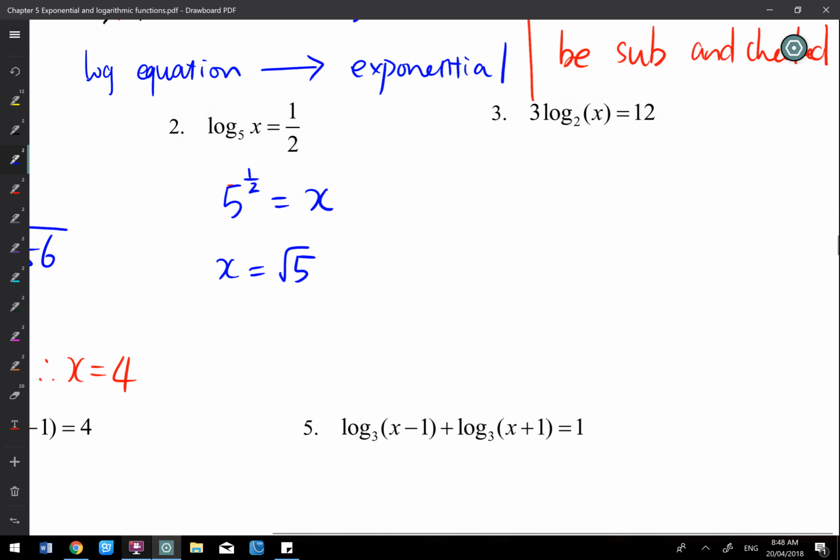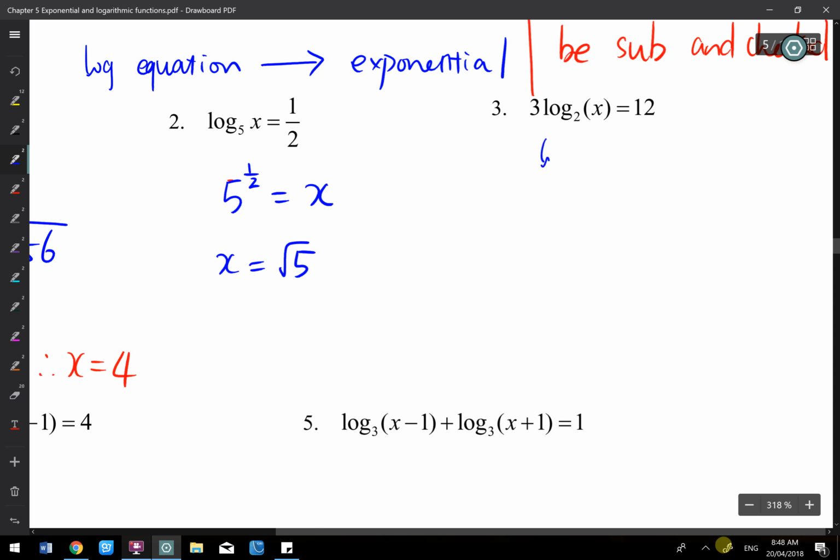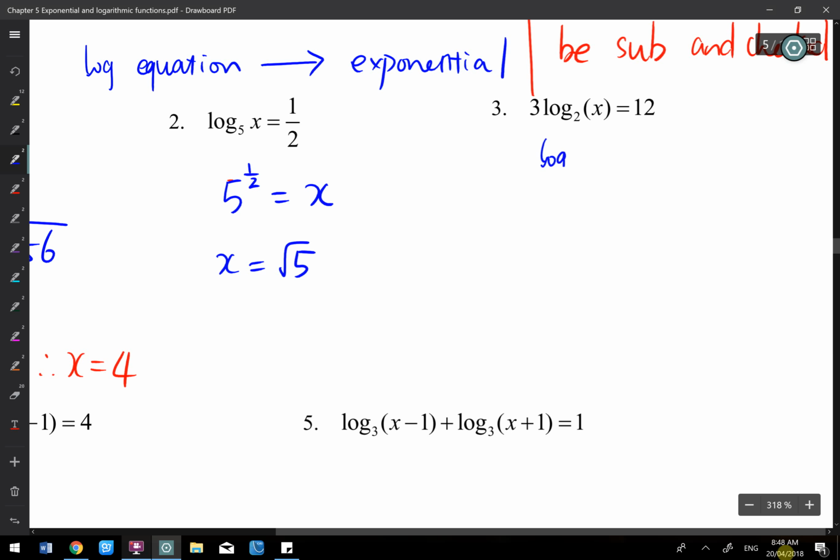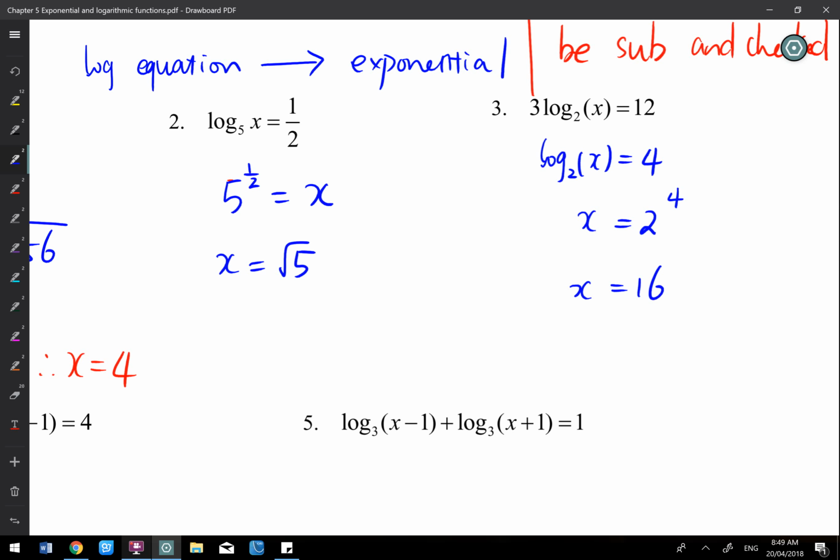Okay, next one. Well, when you see the coefficient, you would divide the coefficient. Log 2x equals 4. I can make this as simple as possible. And then x equals 2 to the power 4, and x is 16. Okay, go back to check. 16 is a positive number. It satisfies the domain of log, so it's alright.